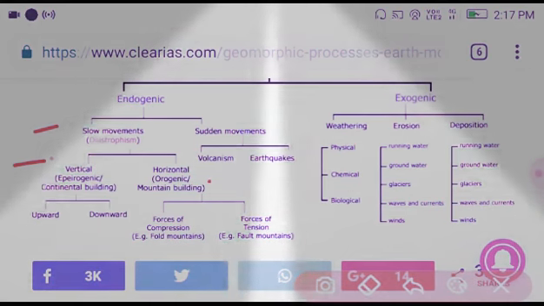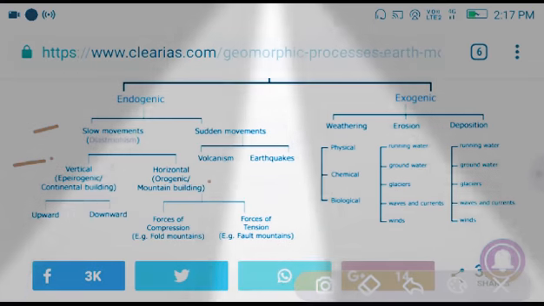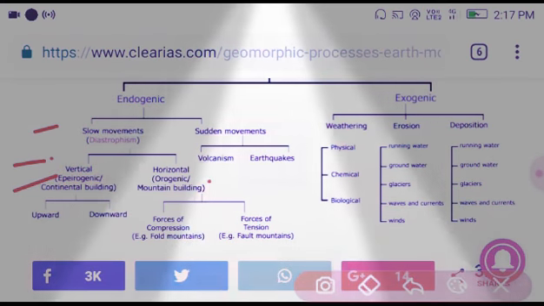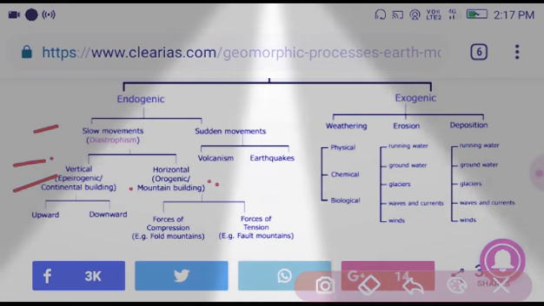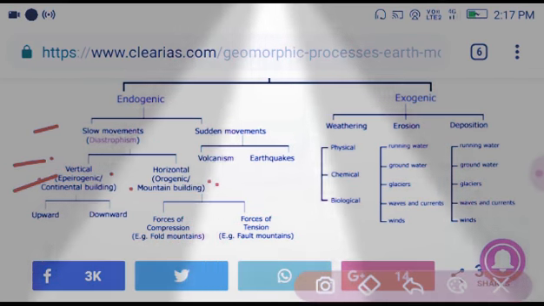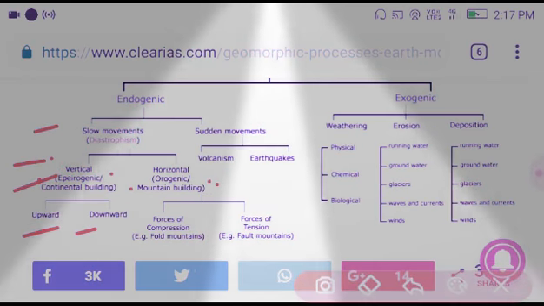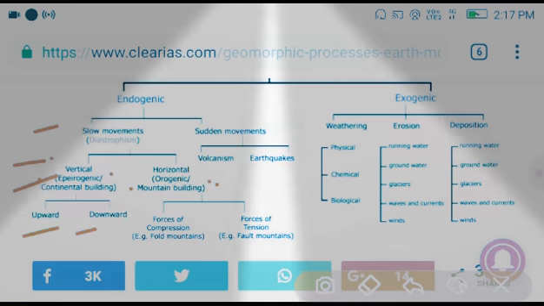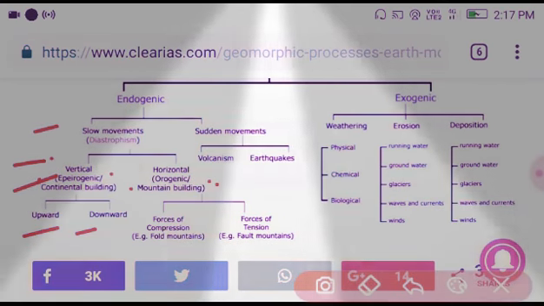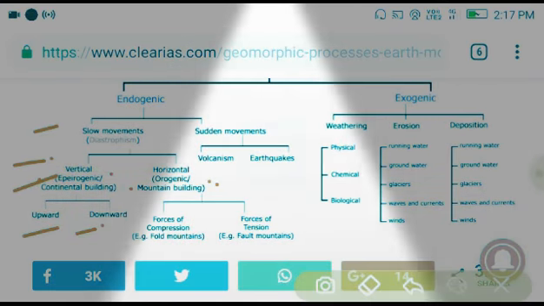Vertical means epirogenic, continental building, and horizontal means mountain building. Please remember, horizontal is mainly mountain building, orogenic. Vertical or epirogenic is continental building. Vertical mainly means upward and downward. Please remember, vertical means upward and downward.